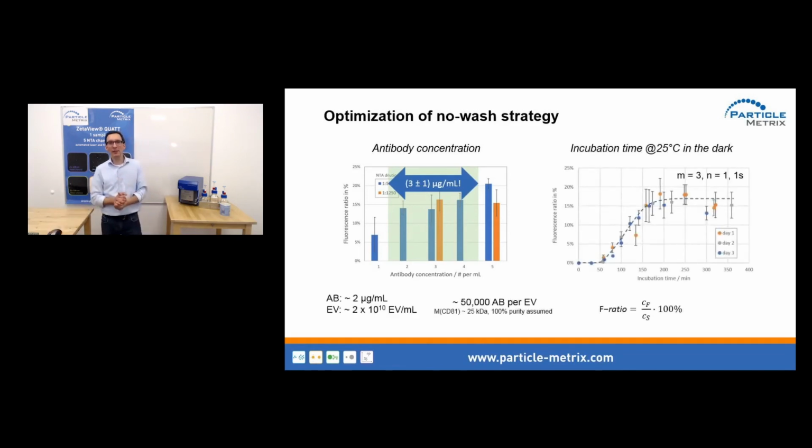In essence, this was estimated to be a ratio of 50,000 antibodies per EV if we assume a molecular mass of 25 kilodaltons. On the right-hand side, we have the incubation time, and we did monitor the fluorescence signal of 3 individual stainings for over 3 hours, and this is quite reproducible. So once you have the ratio figured out, if you have the background figured out, then this is really nice and reproducible and gives nice, precise results.